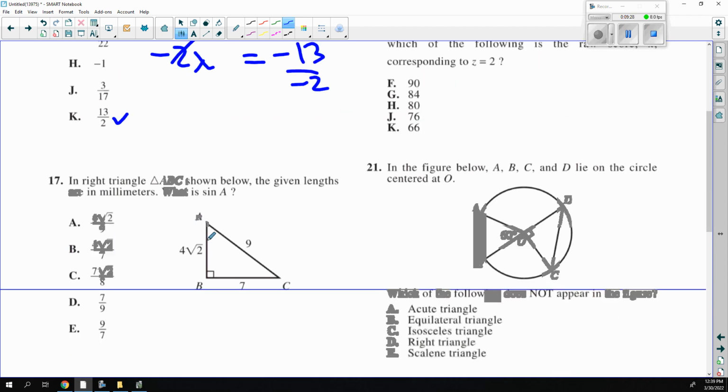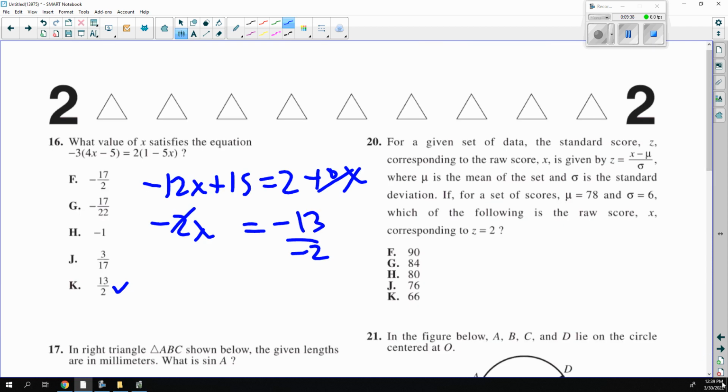Sine of A goes to point A and asks for the opposite to the hypotenuse. The opposite is 7. The hypotenuse is 9. Choice D. This one gives a horrendous formula, but they give me all the plugins.